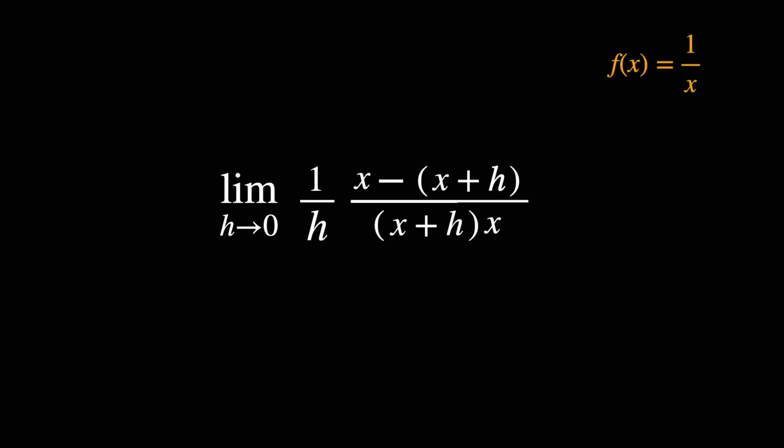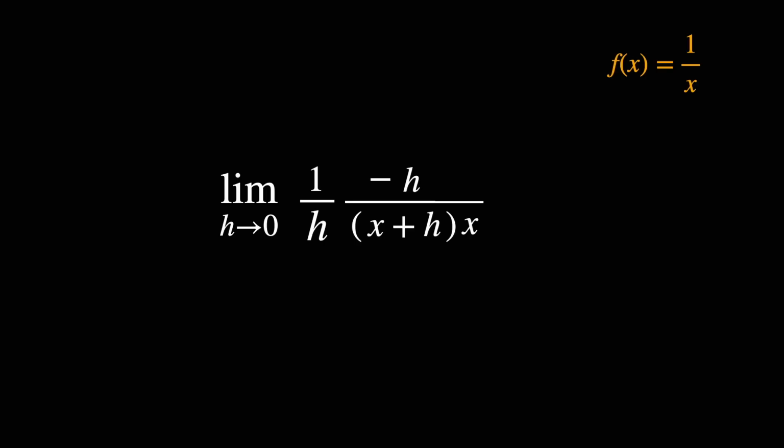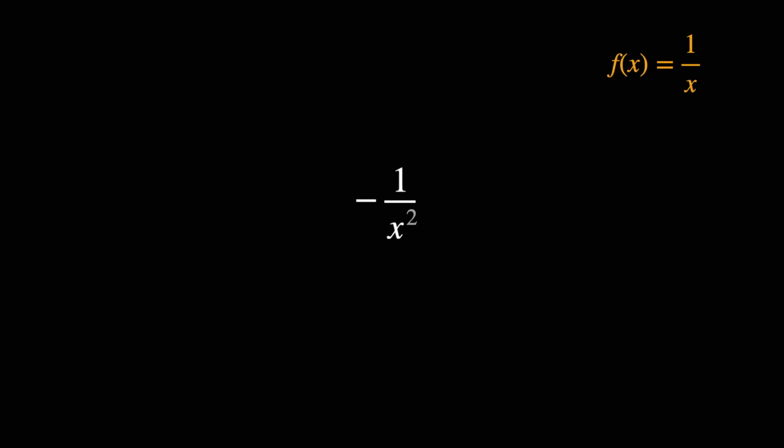And now we can distribute the negative, cancel the x's, cancel the factor of h. Finally, we can plug in h equals 0, giving us a derivative of negative 1 over x squared. Let's see if we can do any better with the new definition.